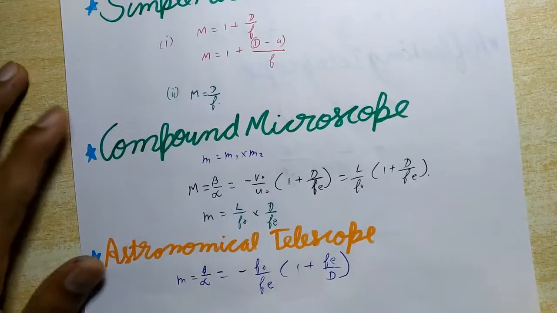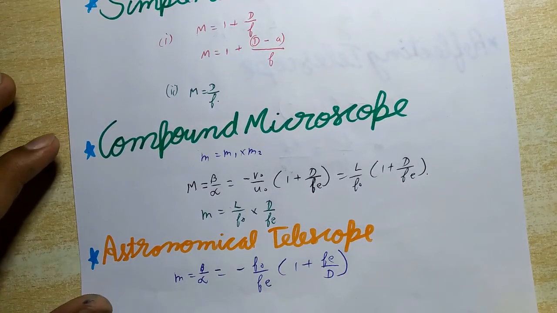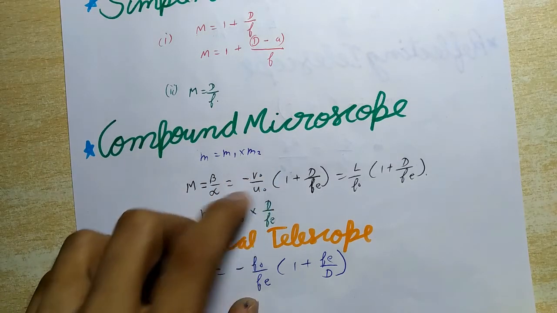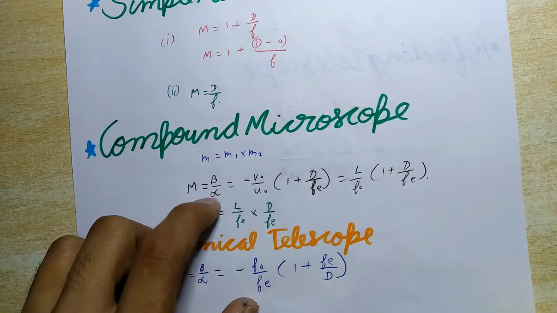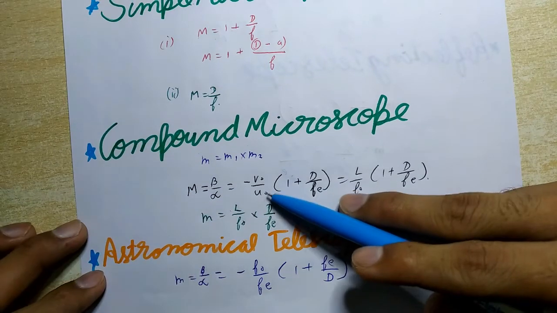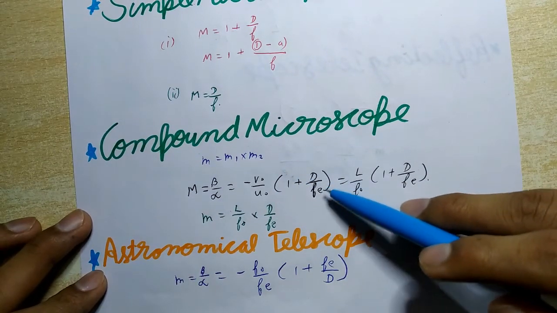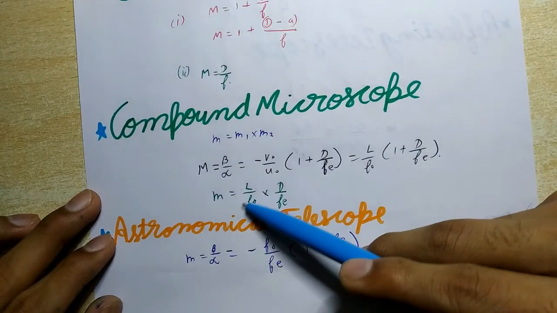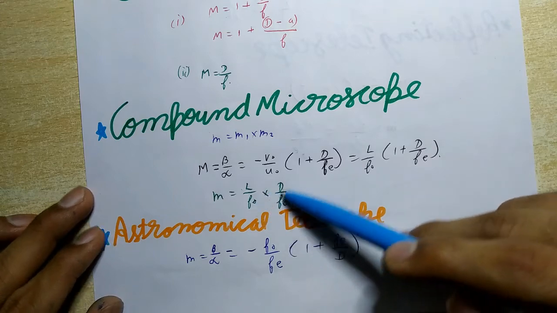Now next is compound microscope. These are the formulas for the compound microscope. M = m1 × m2, and m = β/α = -v0/u0 (1 + d/fe) = L/f0 (1 + d/fe), and m = (L/f0) × (d/fe).